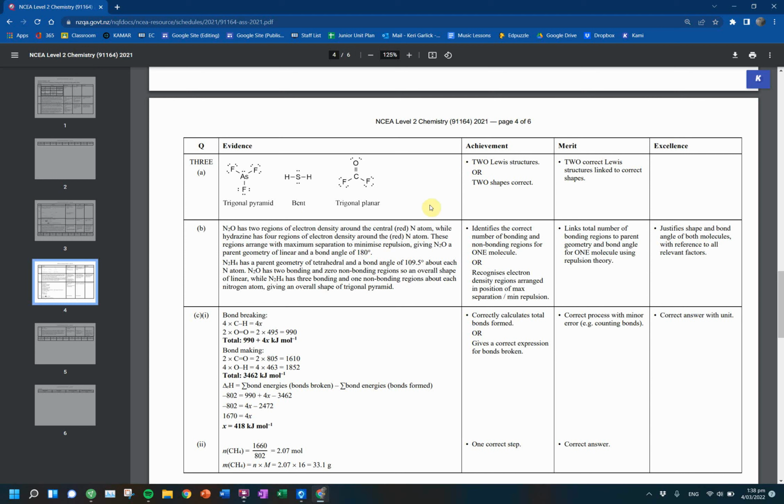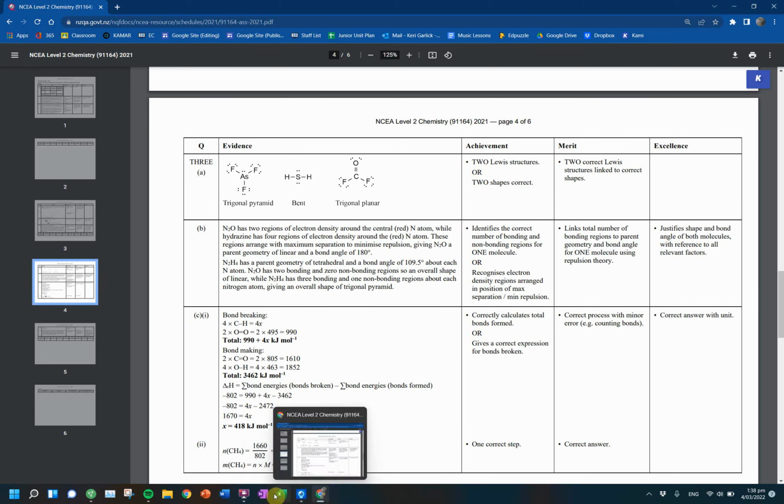Worst case scenario, if you're not sure what to do, please just take a guess on the shapes. Even if you don't know what you're doing, just write down a shape. You have a chance of getting it right because this is kind of more multi-choice kind of question. So do kind of keep that in mind.